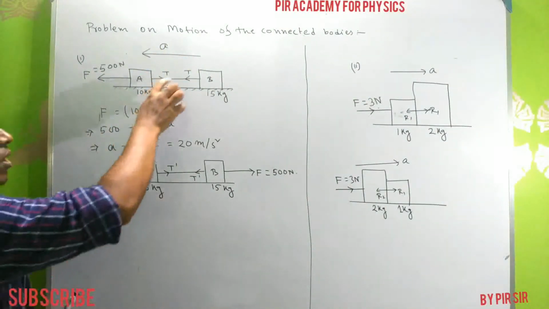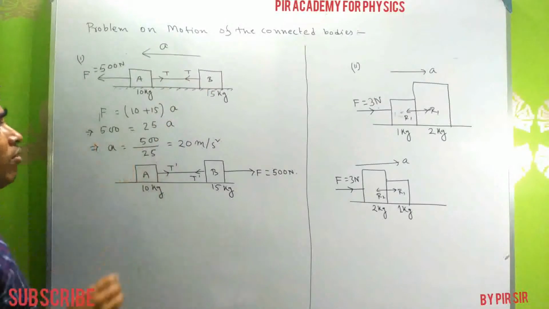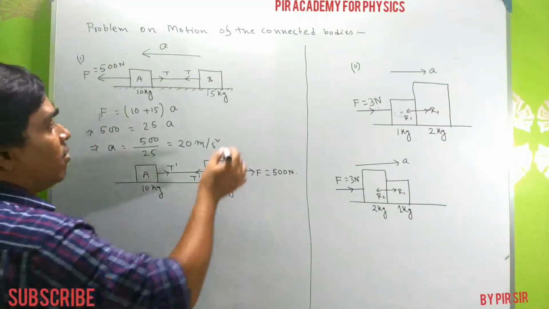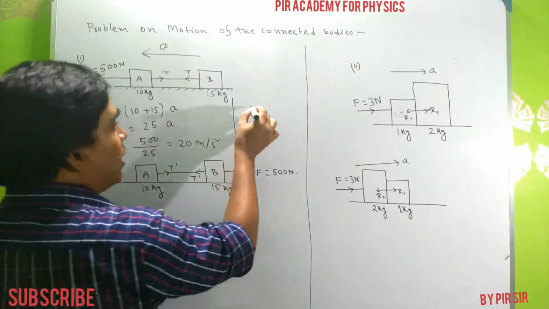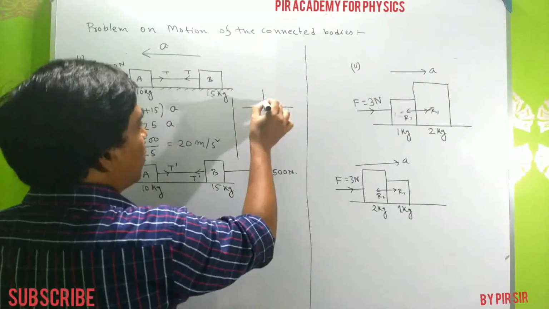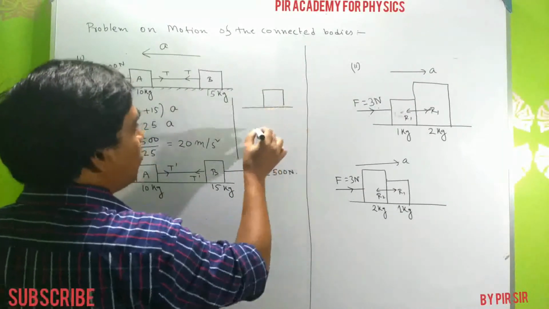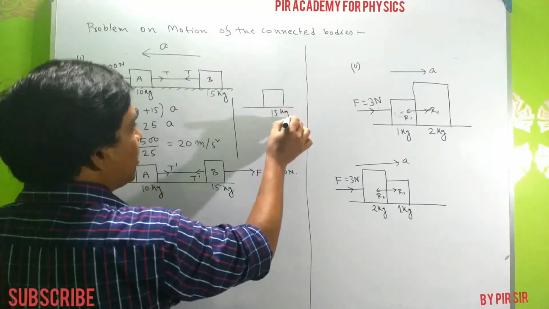Then you have to calculate the tension of this wire. For this you have to draw another picture. That means only the mass of 15 kg.